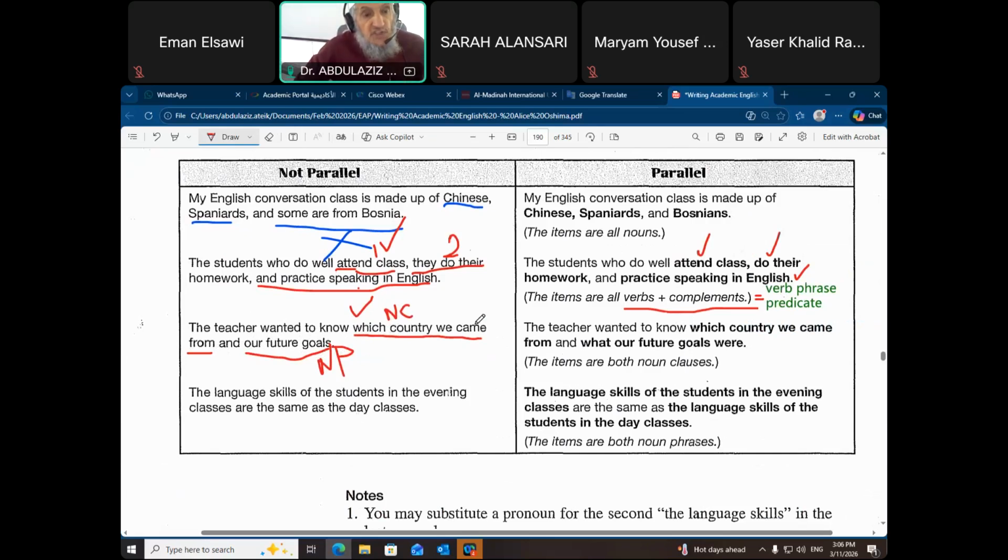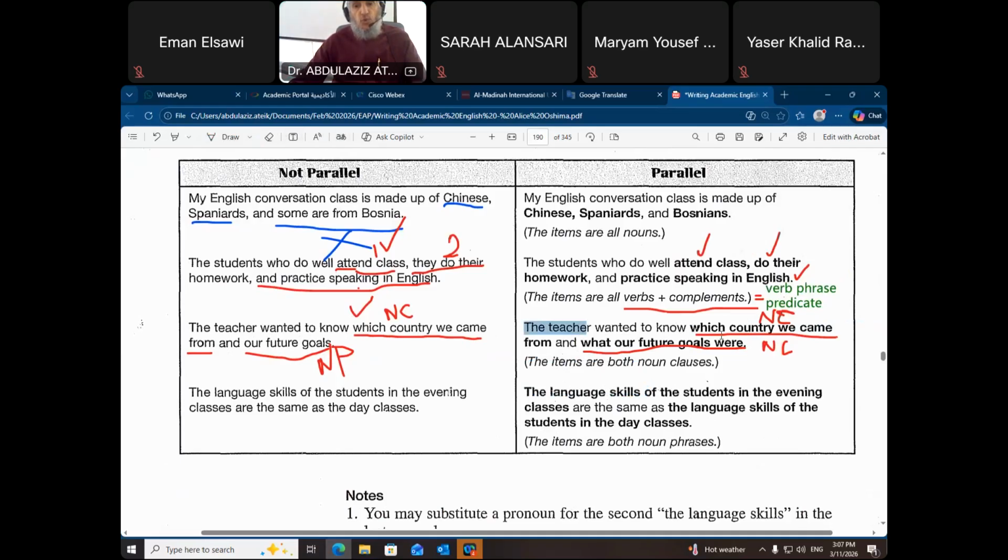If noun clause, this one should be a noun clause. Okay, or we can make both noun phrases. He did the noun clause. He changed this noun phrase into a noun clause. So this becomes NC. And this is also NC. Same thing. Now they become parallel.